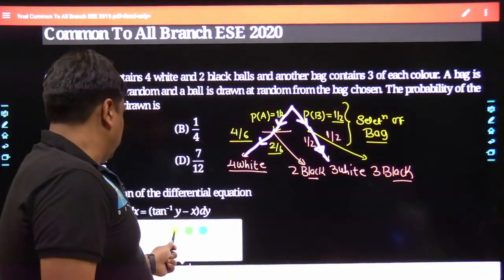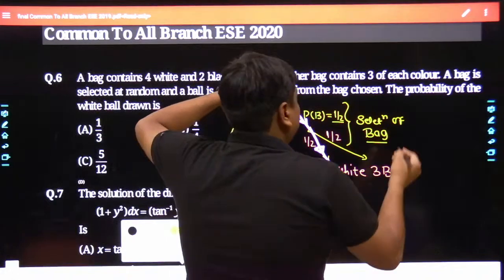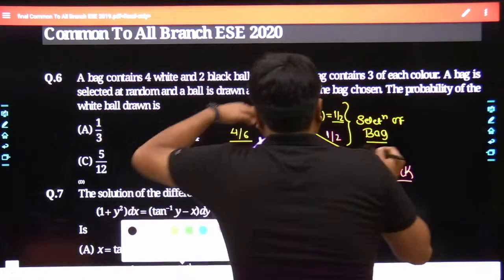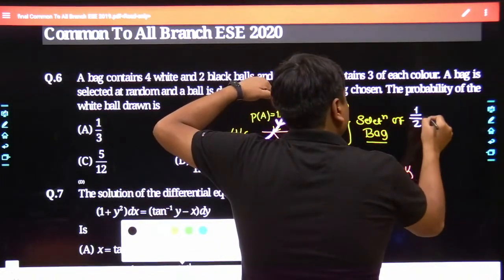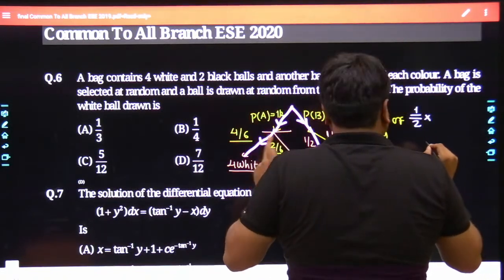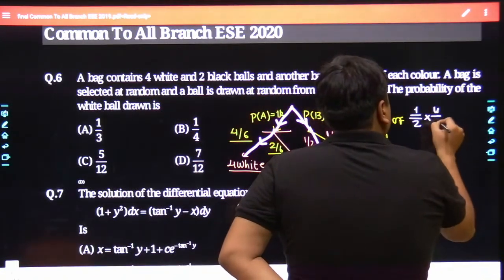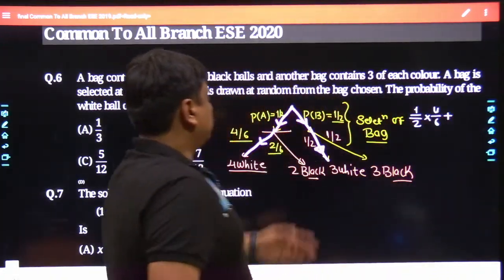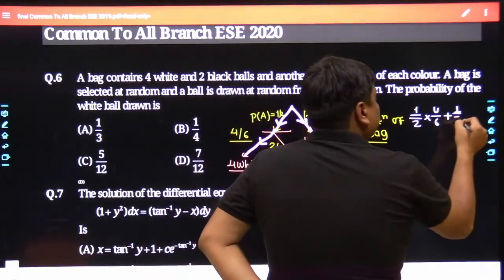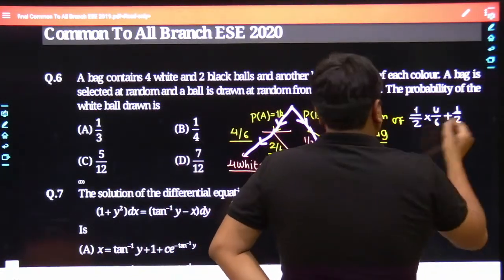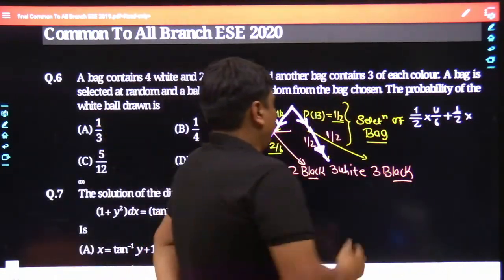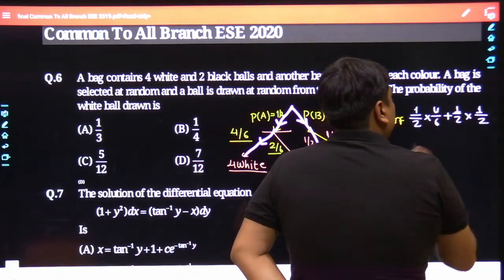So let me focus on the first path. The probability was half. And now once we have selected bag A, the probability of selecting a white ball was 4 divided by 6. Or there could be the second path. You have selected bag B. What was the probability? The probability was half. And now once bag B is selected, what's the probability for the selection of white? That's nothing but 1 upon 2.